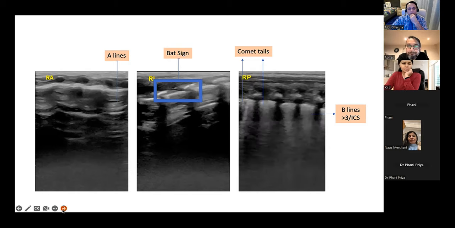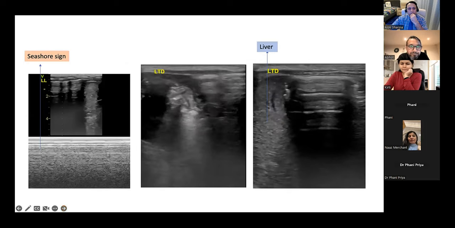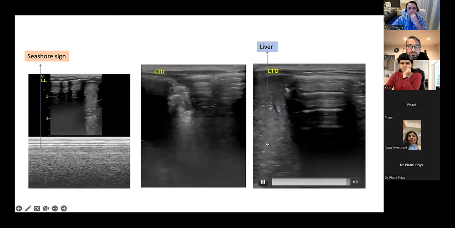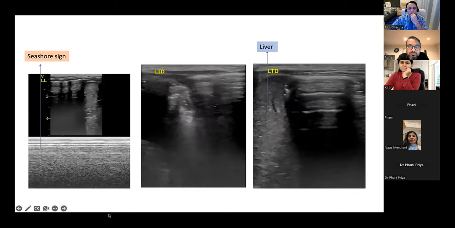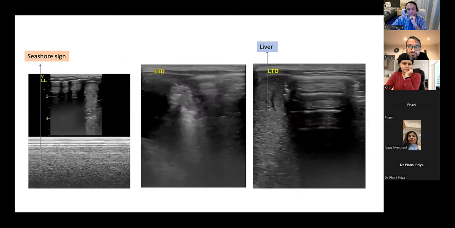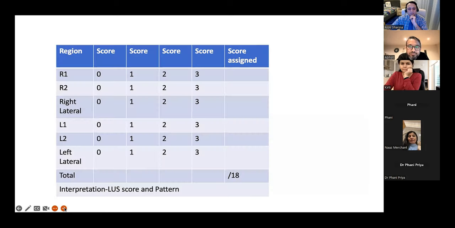Okay, thank you. And this, I think, was the liver image, and then next to this, I tried to do transdiaphragmatic. I didn't do the scoring because I wasn't sure how to score R1, R2 because I don't have anterior upper, anterior lower, so I left it.